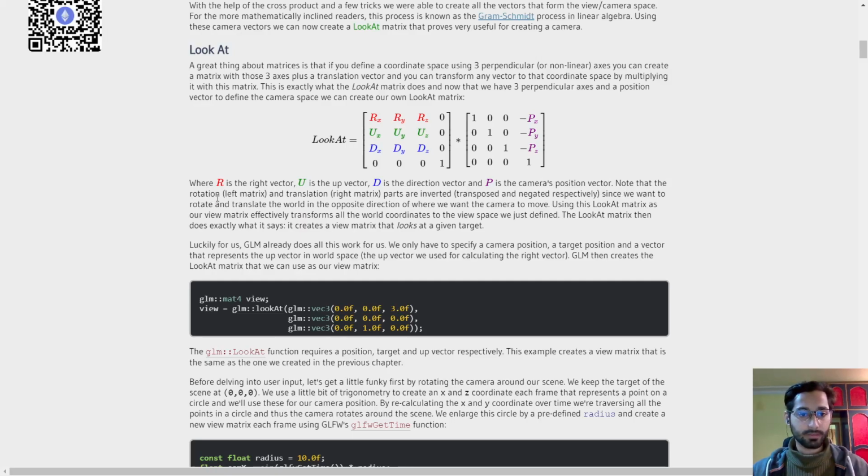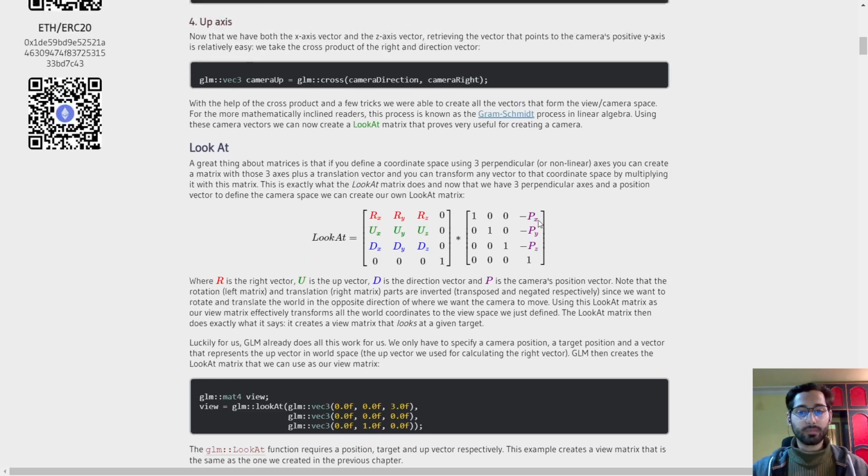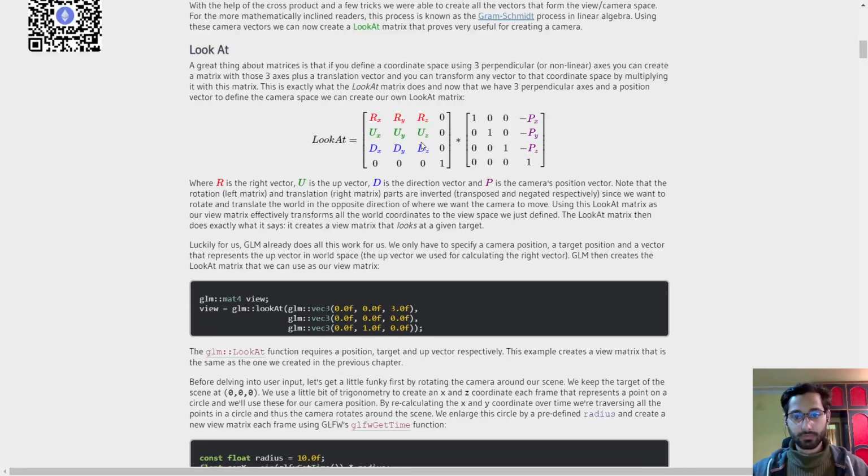Note that the rotation left matrix and translation right matrix parts are inverted, transposed, and negated respectively. Since we want to rotate and translate the world in the opposite direction of where we want the camera to move, that makes sense. We don't want the camera to move in this specific direction. We want the world to move in the opposite direction, which will give the illusion that the camera is moving in that direction.